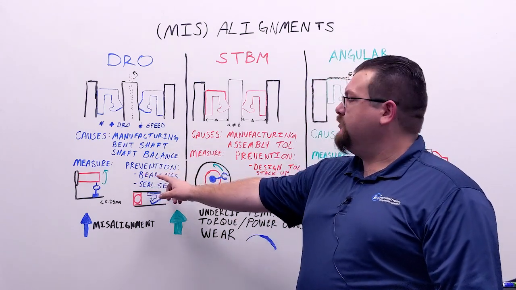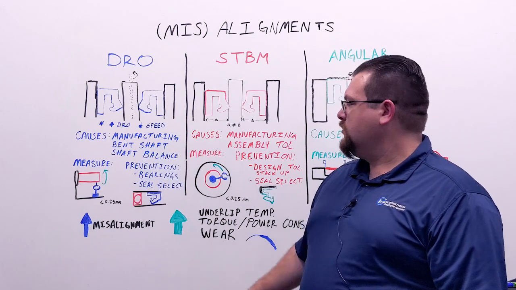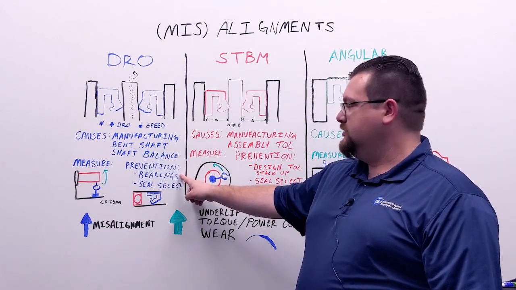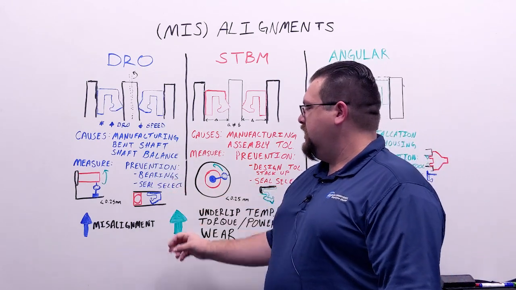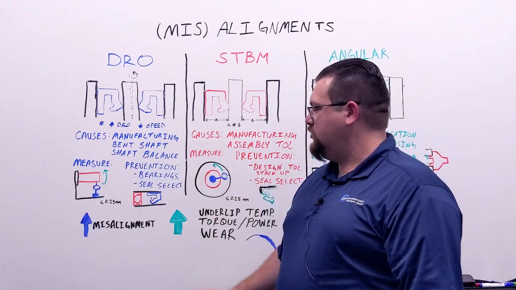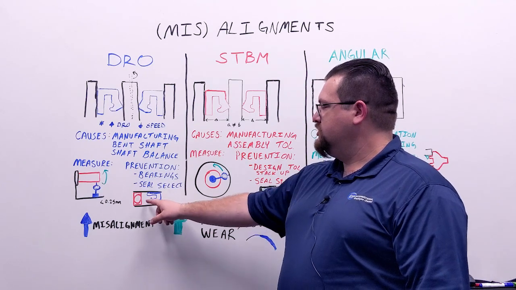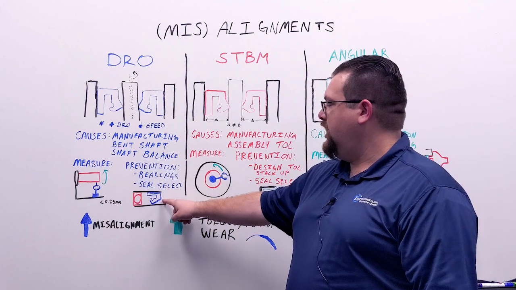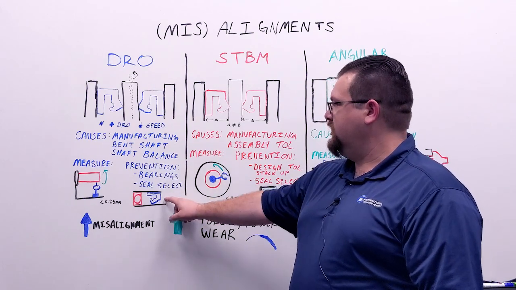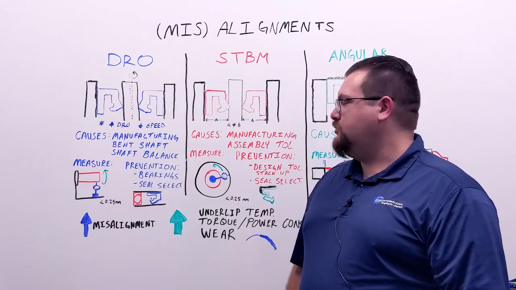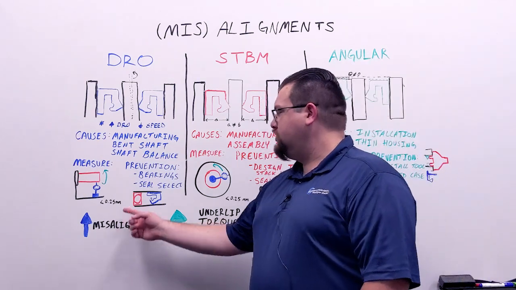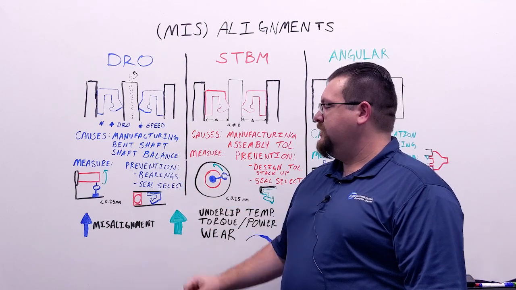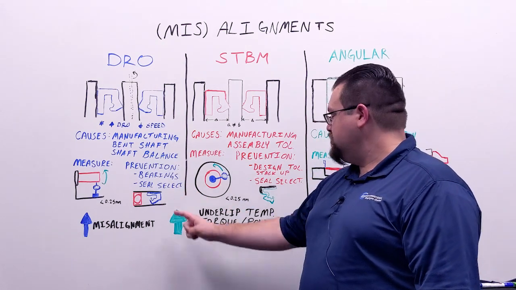So how can we prevent runout in our system? Well, one way is to make sure your design includes bearings. Bearings are a good way to stabilize the system and make it so the shaft will run true. So if we have bearings near our sealing surface, that'll help limit the amount of runout that the seal will see. Also, we can choose certain seals to help accommodate the runout situation.